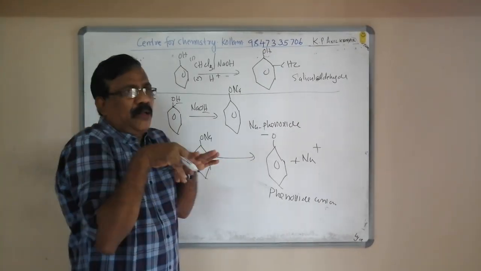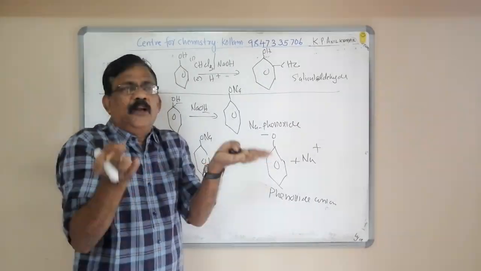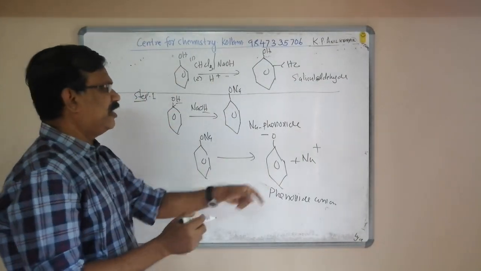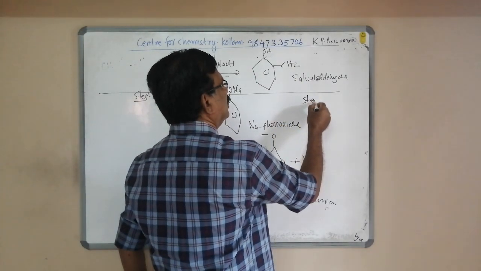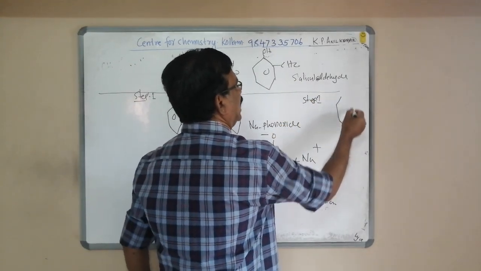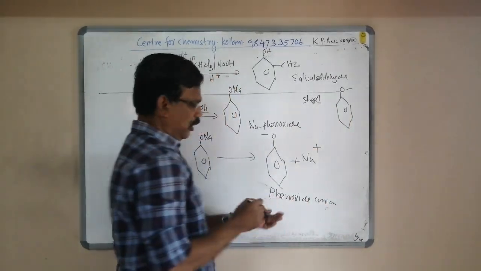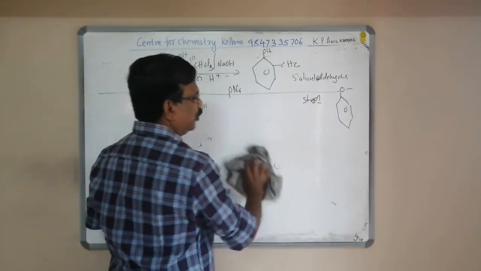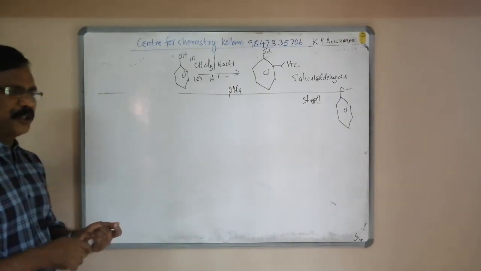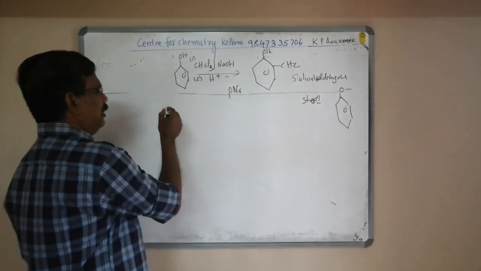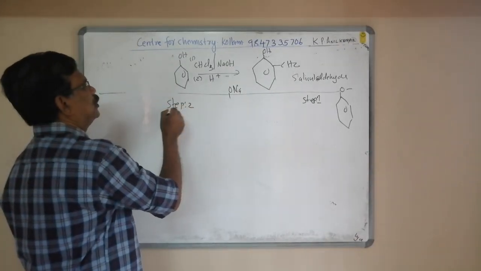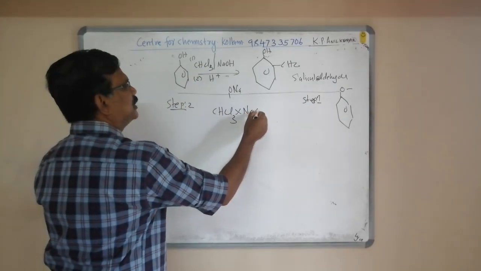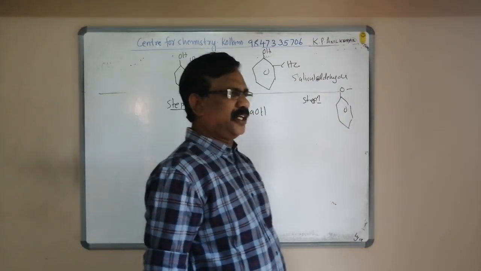Step 2, generation of the electrophile. The electrophile is produced by the reaction between chloroform and alkali. So in step 1 we produce the phenoxide anion. Step 2, generation of the electrophile: the reaction between chloroform and alkali, CHCl3 and NaOH. The reaction is an alpha elimination reaction.